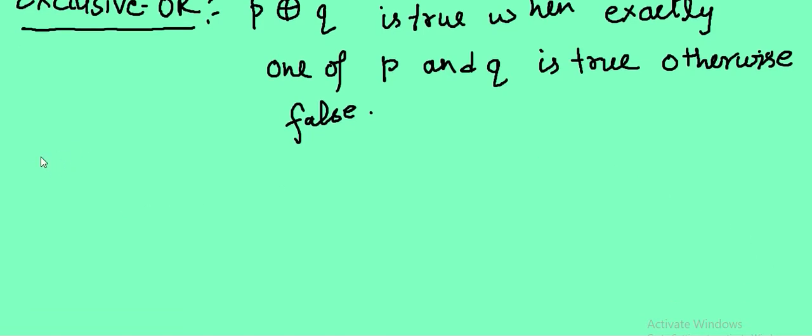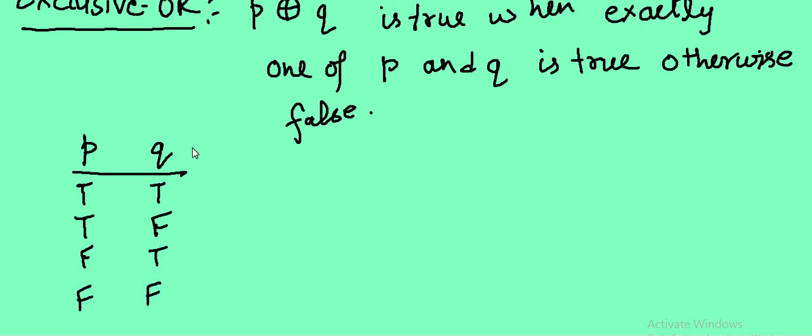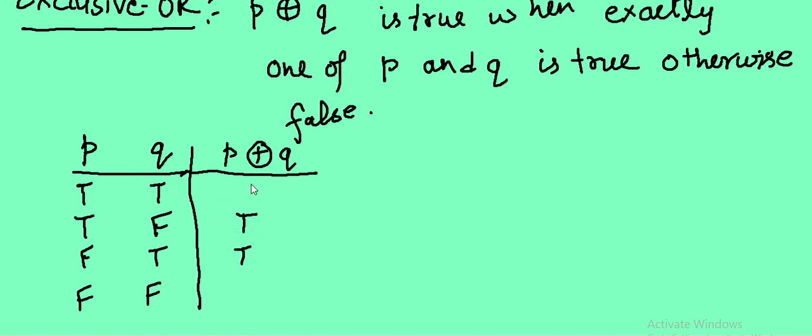So if we create a truth table for P and Q, again there will be four combinations: true true, true false, false true, and false false, right? So here the exclusive OR between P and Q is denoted by this symbol. P XOR Q is true when exactly one of P and Q is true. So either P is true or Q is true. There are two cases only, this one and this one. Otherwise, it will be false.